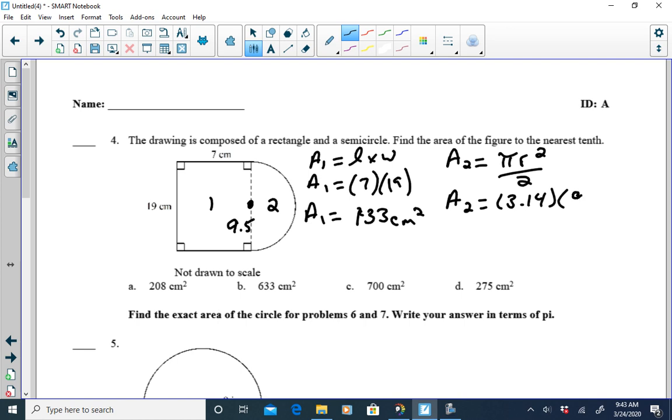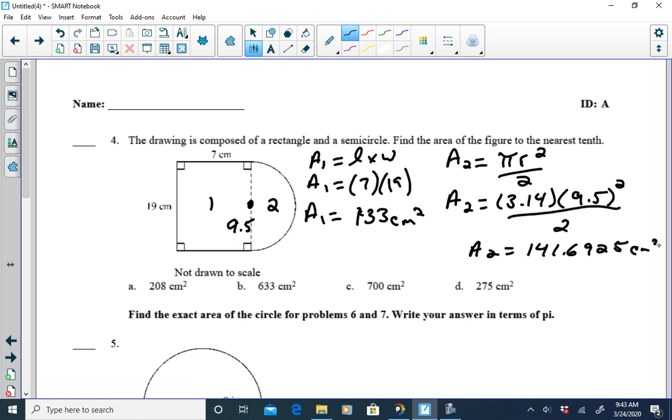Alright, so we're going to have 9.5. We're going to have to square that. Then we're going to divide that by 2. So with your calculators, make sure you do 9.5 times 9.5 first, because we have to follow the order of operations. 9.5 times 9.5 is 90.25, and then we want to multiply that by 3.14, and then we want to divide that by 2. We get 141.6925, and those are centimeters squared.